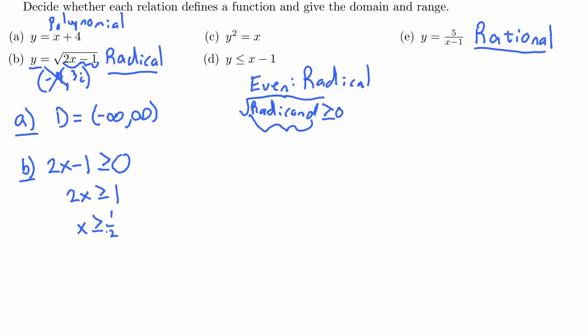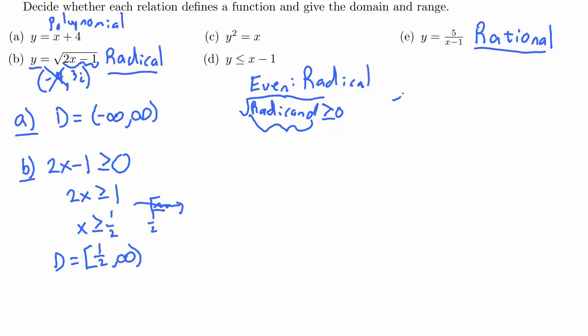Then all you have to do is put this into interval notation. So your domain here, you're going to the right, which means on the number line, you start at the 1/2 and you go to the right. You are going to include it because we have or equal to here, because you can take the square root of 0. So you start out at 1/2 and you go to infinity.